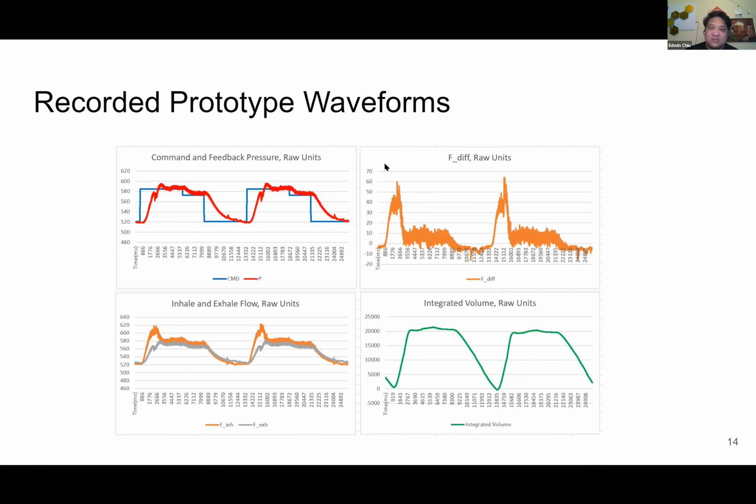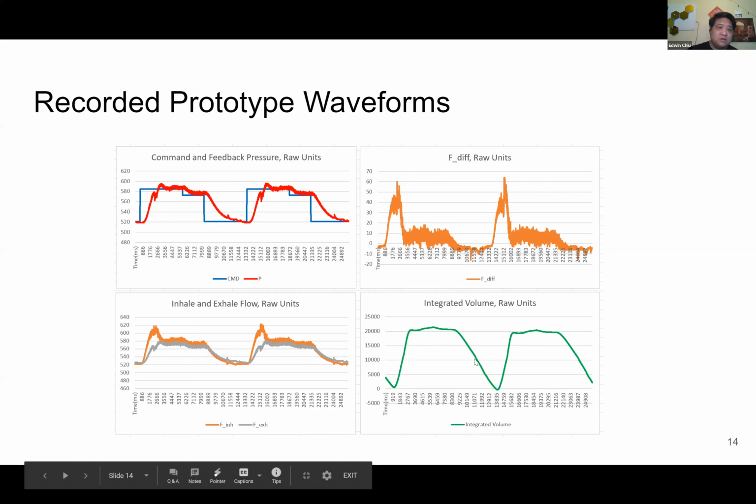If you take the difference of these, you subtract them, you see that same thing here. You have an inspiratory flow here, a plateau, and then a negative flow in exhalation. And if you integrate this, you get this same sort of shape. You get the inhalation, the plateau, and the exhalation.